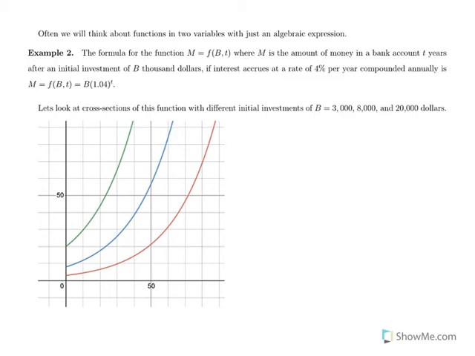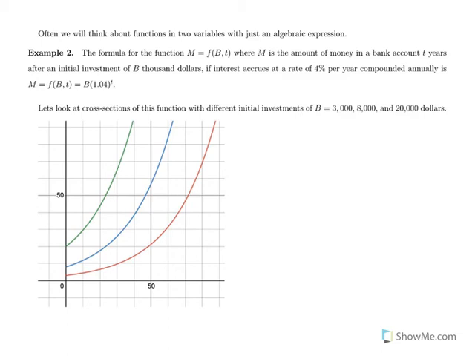So once again, there are two variables here that affect our output. It matters how much you put in at the beginning, that's b, and it matters how long you keep that money in the account, that being t. So here we're going to look at cross sections, but this time we're given the algebraic expression, which means that we can think about graphs of this function.